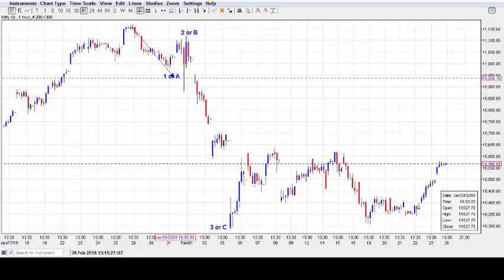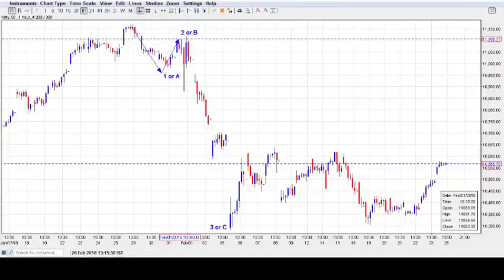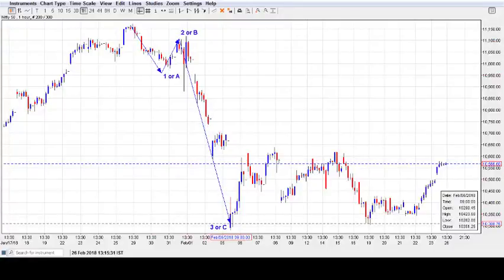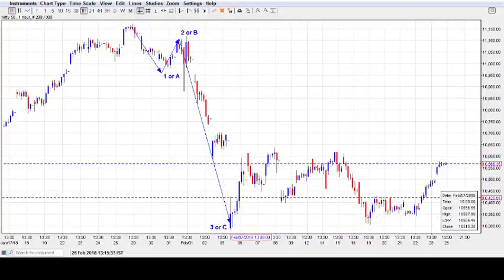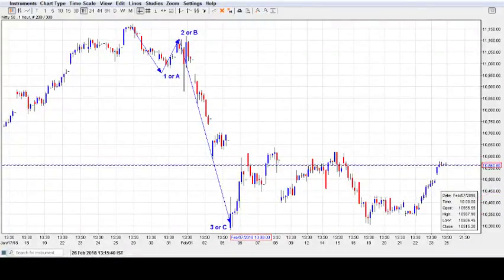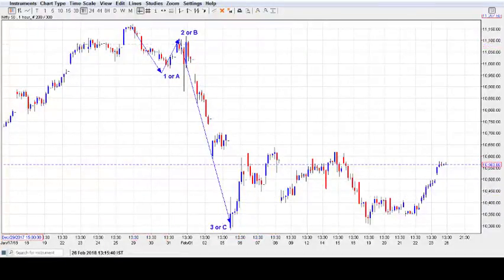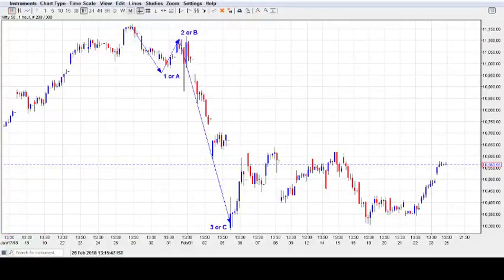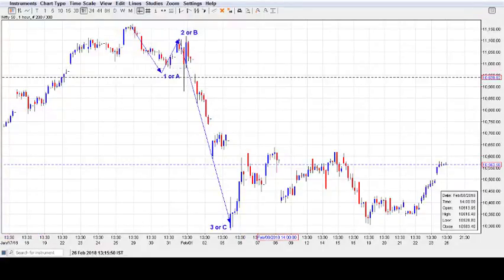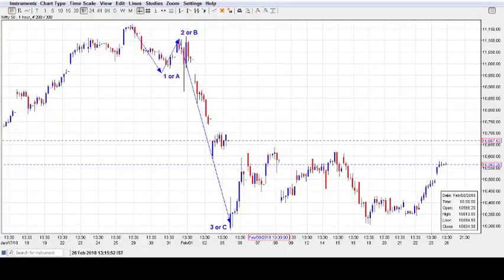But what could be the alternate? Since prices have drifted sideways, we've got to look into the alternate wave counts as well. And the alternate could be, is it working out for wave 4? That's quite possible.